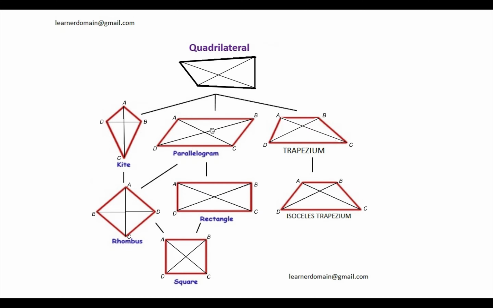How do you define a parallelogram? Well, the definition: a quadrilateral whose opposite sides are parallel. And from henceforth, the three other figures remaining will be defined on the basis of the definition of a parallelogram. So we need to be very clear about the definition of a parallelogram. A parallelogram is defined as a quadrilateral whose opposite sides are parallel.